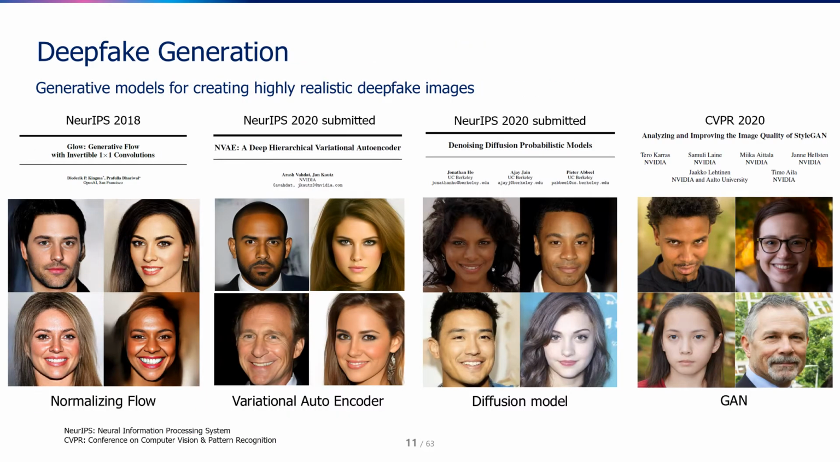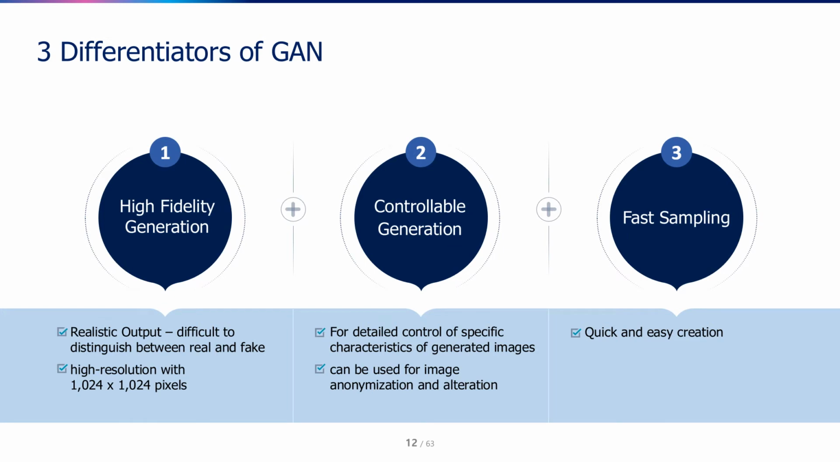There are various generative models which can produce realistic fake images, such as normalizing flow, variational autoencoders, diffusion models, and GAN. As you can see, the images created by GAN model are the most realistic and advanced ones compared to others, because you can control the age, ethnicity or race, accessories such as glasses, and even the camera angles. The abilities to enable such features are what differentiates GAN from other models.